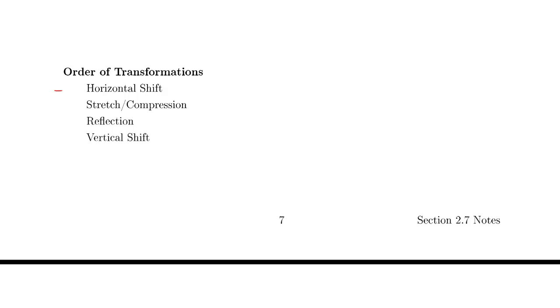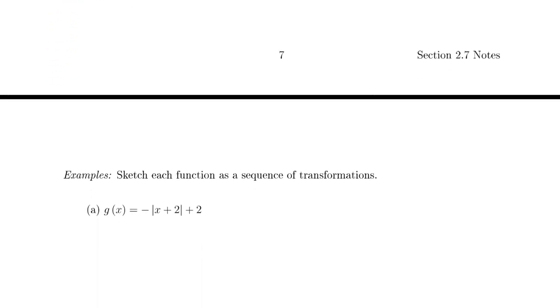We want to do any horizontal shift first, any stretching and compression second, any reflections third, and last should be any vertical shifts. All right, so we'll see these in the examples of how we can determine what's what. This is how we should do the transformations. So let's look at an example.